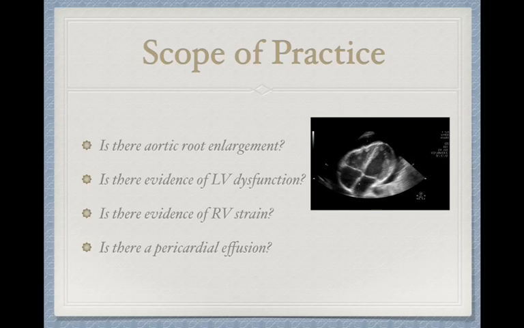So our scope of practice is really to look for these four clinical questions. Is there aortic root enlargement? Is there evidence of LV dysfunction? Is there evidence of RV strain? And is there a pericardial effusion?